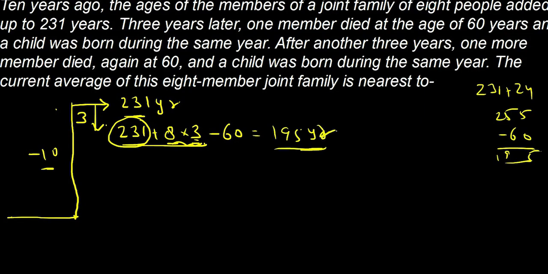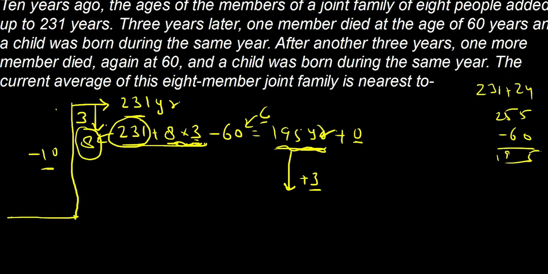Okay, one child was also born, so obviously one child is also born that day, and its original age is 0 actually, so it doesn't matter. But now the whole family is again 8 people. How many people are in the family again? 8 people are there. So after another 3 years, what will happen? Again 8 into 3 will increase. Each person is increased by 3 years.